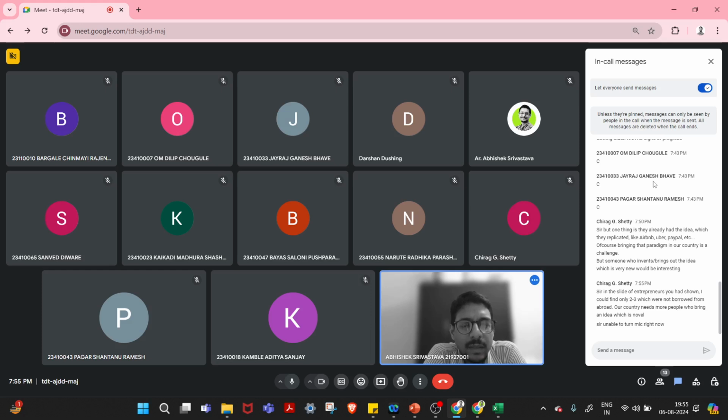All right. So he basically is saying that they replicated an idea which was already existing. In this slide, you should ideally find two, three which are not borrowed from abroad. Our country needs more people who bring an idea which is novel. That's very true, Chirag, and that's why this course is.